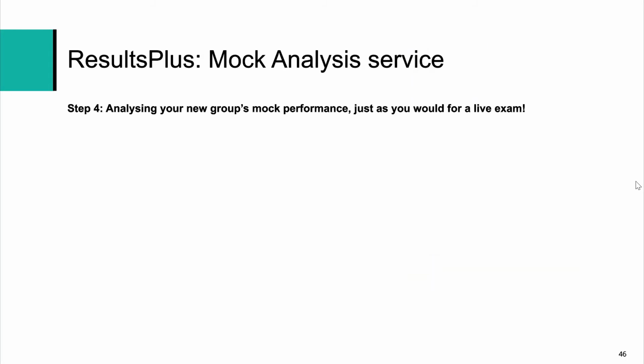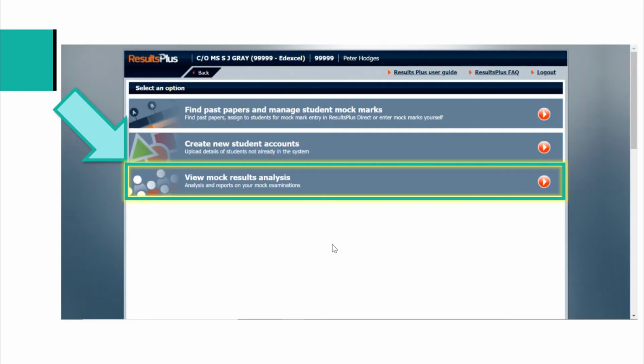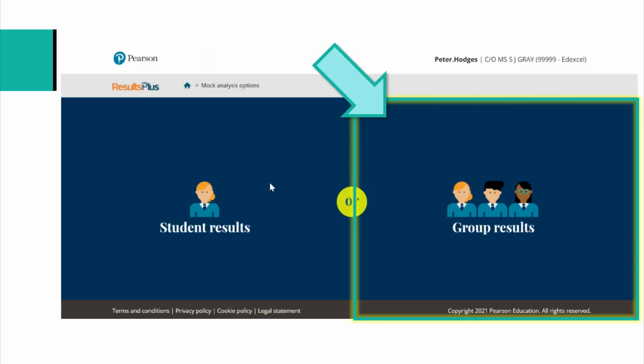So once you've gone through the various stages of uploading your group details and uploading the data in terms of how they scored in a previous mock exam that you've done in class, it's now time to actually use the service ResultsPlus offers for analysing mock results as well, just as you would in a live exam. So if we go into this window before with the mock exam analysis, we're going to choose View Mock Results Analysis. Here we can look at individual students' results, but this is what we're really looking at, the group results.